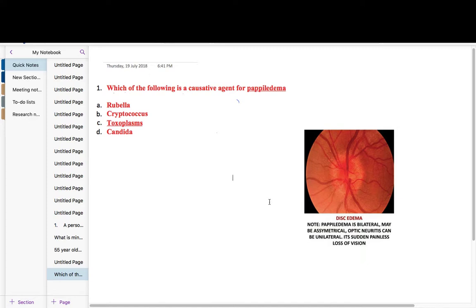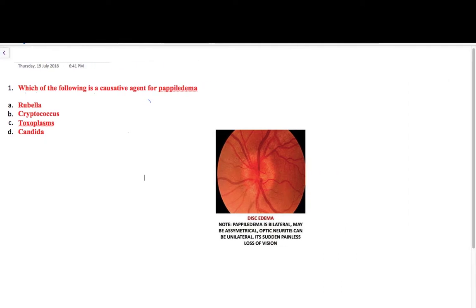So the next question was, which of the following is a causative agent for papilledema? Your options were rubella, cryptococcus, toxoplasma, and candida. So first of all, it is important to note what is papilledema.